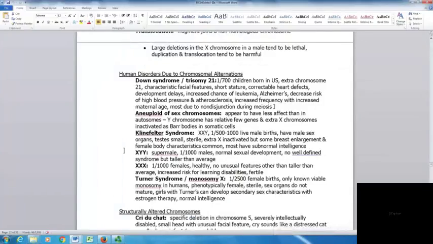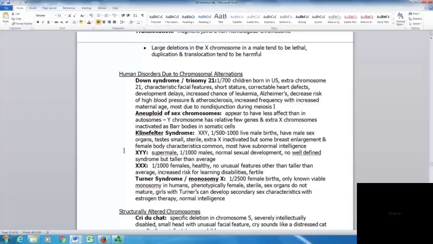Down syndrome or trisomy 21. This involves 1 in 700 children born in the U.S. There's an extra 21st chromosome. They'll tend to have characteristic facial features, be rather short, have correctable heart defects, developmental delays. They have an increased chance of leukemia. It's about a 20 times greater chance. They will tend to have Alzheimer's show up at a younger age, often in their mid-30s. There's a decreased risk of high blood pressure and atherosclerosis.